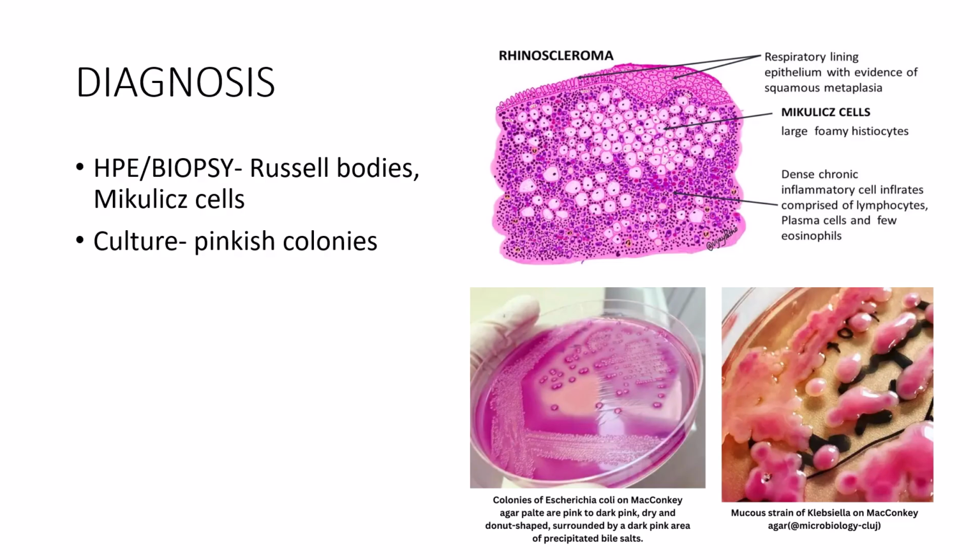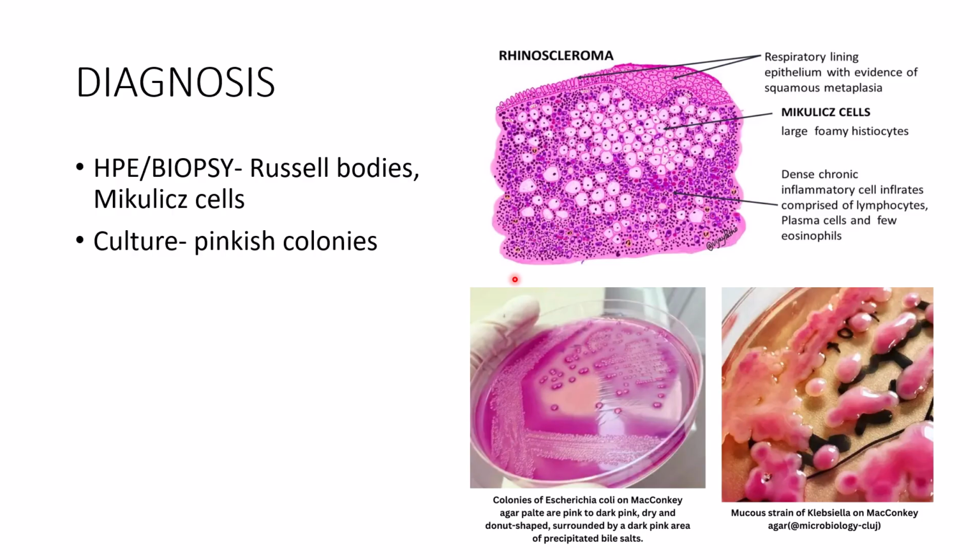Next, how do you diagnose this? It's a nodule, so you have to go for a biopsy. On histopathological examination, you'll be seeing Russell bodies and Mikulicz cells. Here you can see the respiratory lining epithelium with evidence of squamous metaplasia. Then you will be seeing Mikulicz cells, which are large foamy histiocytes. And there is dense chronic inflammatory cell infiltrate comprised of lymphocytes, plasma cells, and some eosinophils.